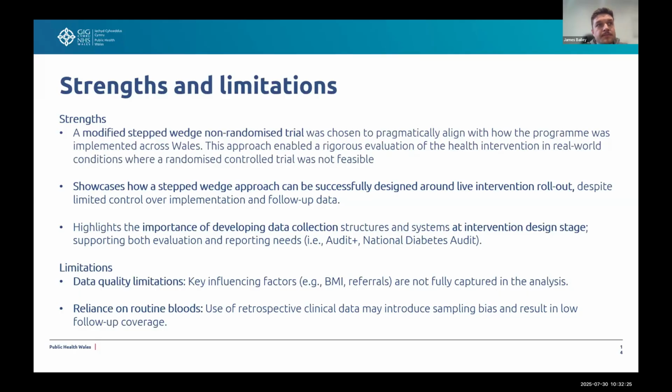And just a limitation, as some of you may know, some data in primary care is not fully complete, so we weren't able to control for BMI, for example, or ethnicity within our modeling, although this is something we'd like to do in the future. And our study relied on routine blood samples taken as part of routine practice, so there may be potential bias in our sample, as those who undertook routine blood samples may have done so for other conditions.